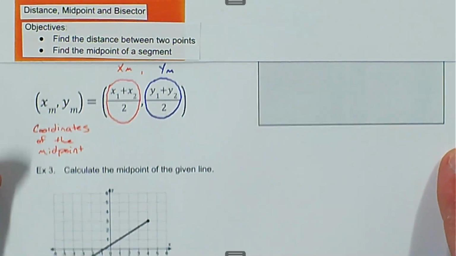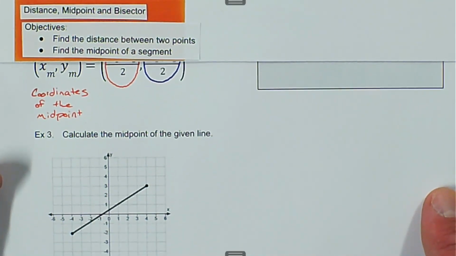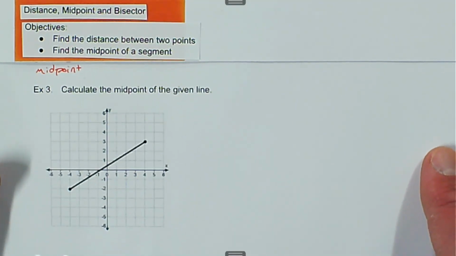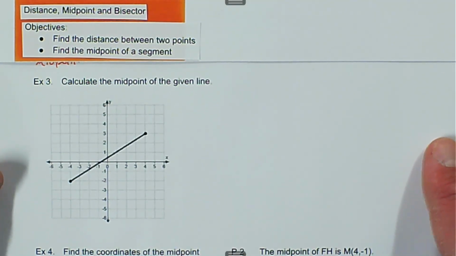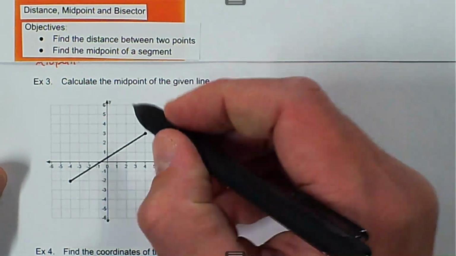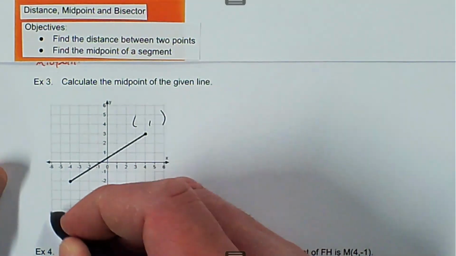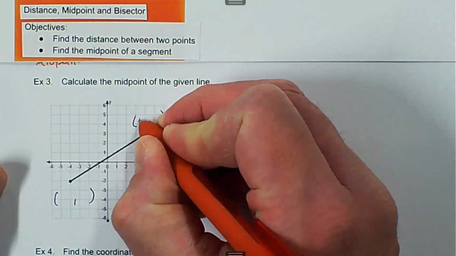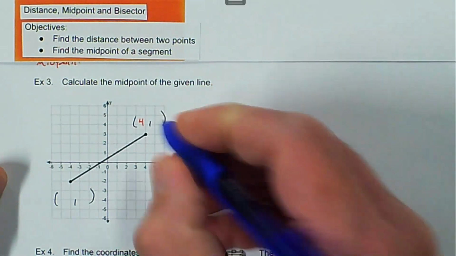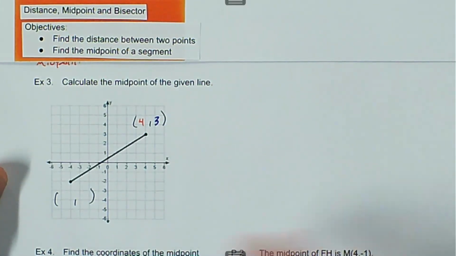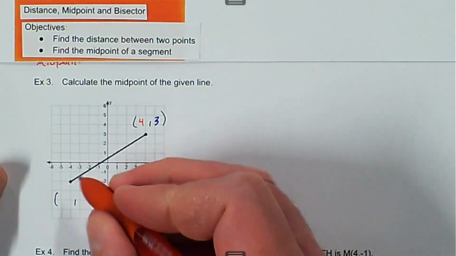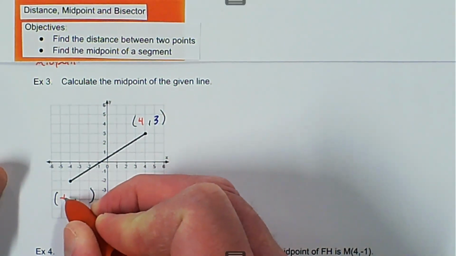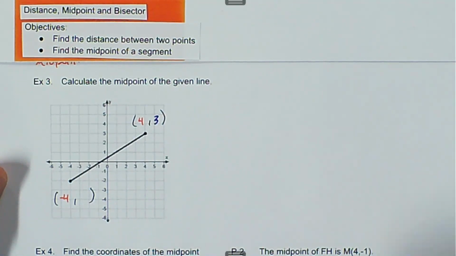Okay, so we have an example. It says calculate the midpoint of the given line. So we want to find out our coordinates first. Here we have the coordinate of 4, 3. And here we have the coordinate of -4, -2.